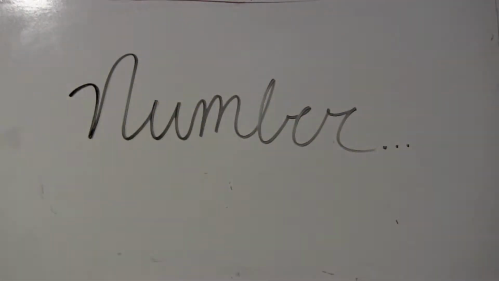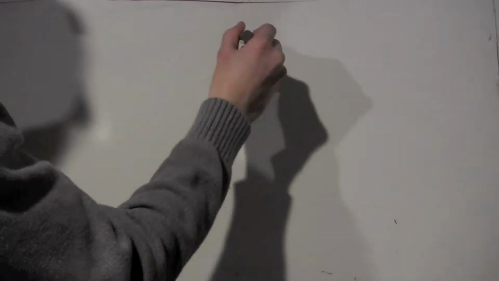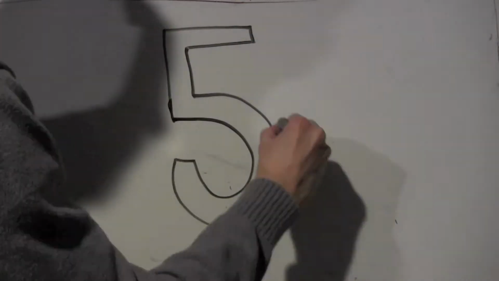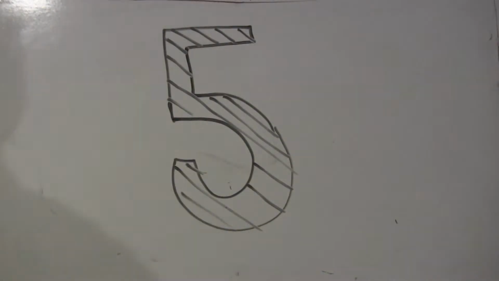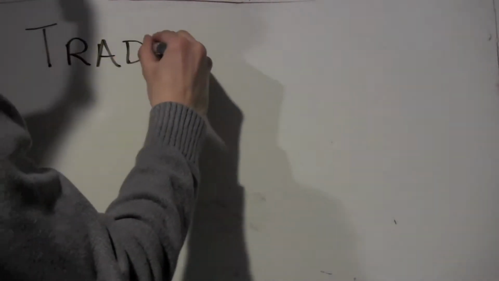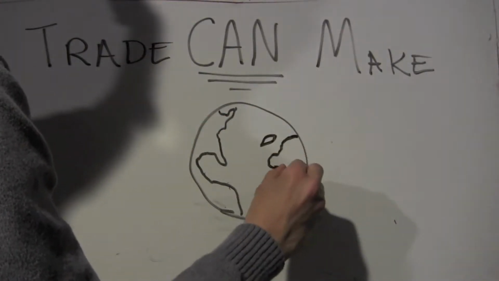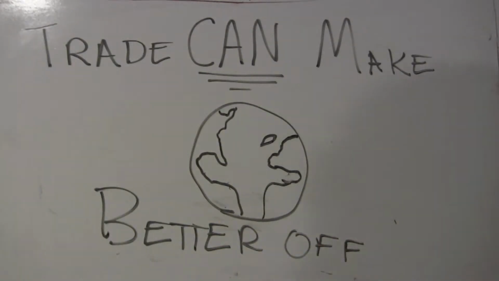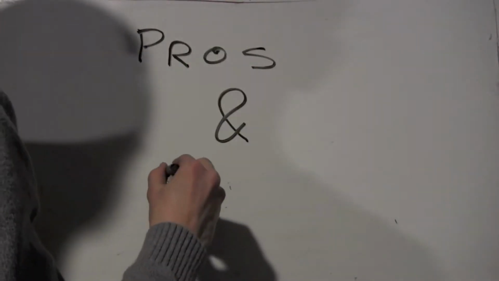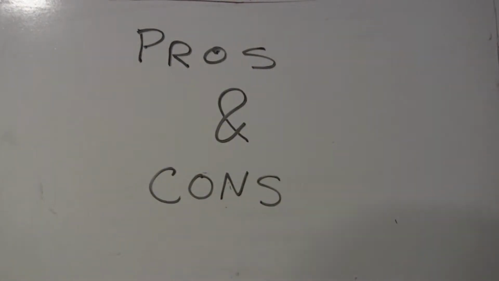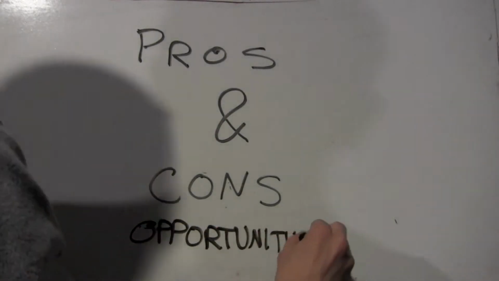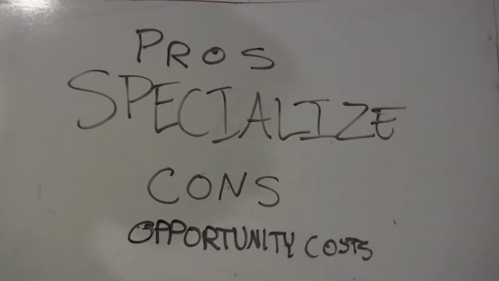Number 5. Mankiw's fifth principle states that trade can make everyone better off. Everyone could be the world, the entire world. Everyone could be a household, or it could just be two nations, whoever's participating in the trade. Now, there are pros and cons to trading. One of the big pros is that trade is based on opportunity costs, which allows nations or people to specialize in making only what they are good at.